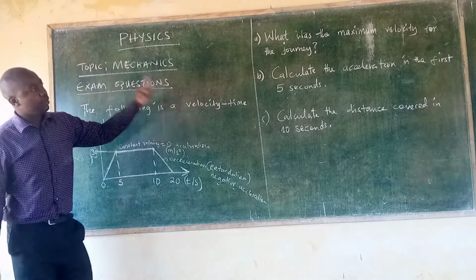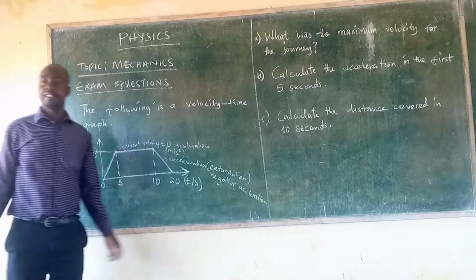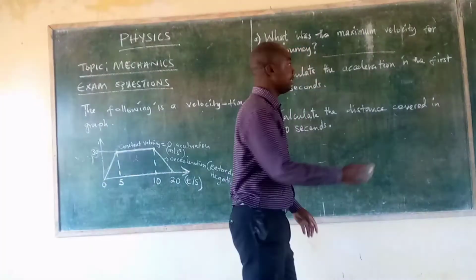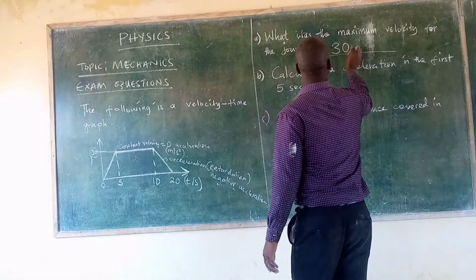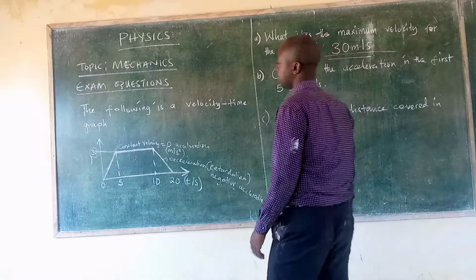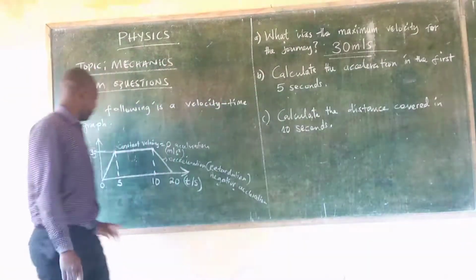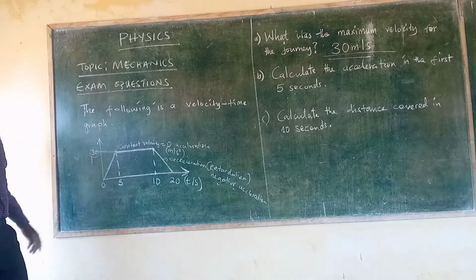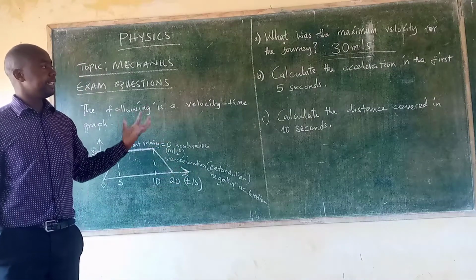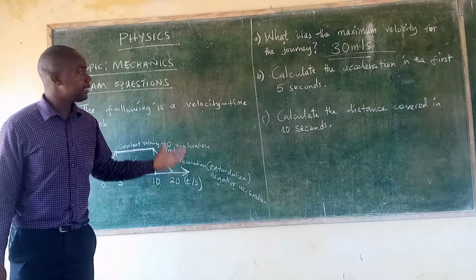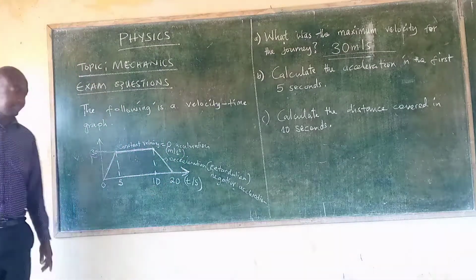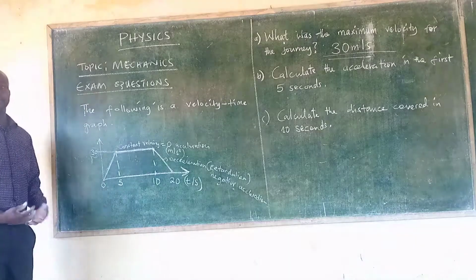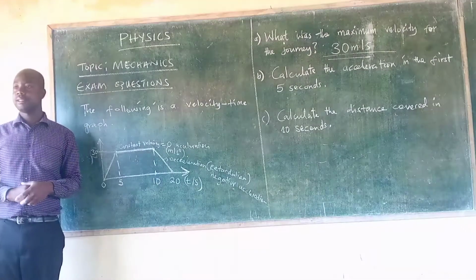So, our first question, what was the maximum velocity for the journey? What should be the answer there? 30 meters per second. As simple as that, because the final velocity goes from 0 to 30. Next question, we have to calculate the acceleration in the first 5 seconds, from 0 seconds to 5 seconds. What was the acceleration of this object?